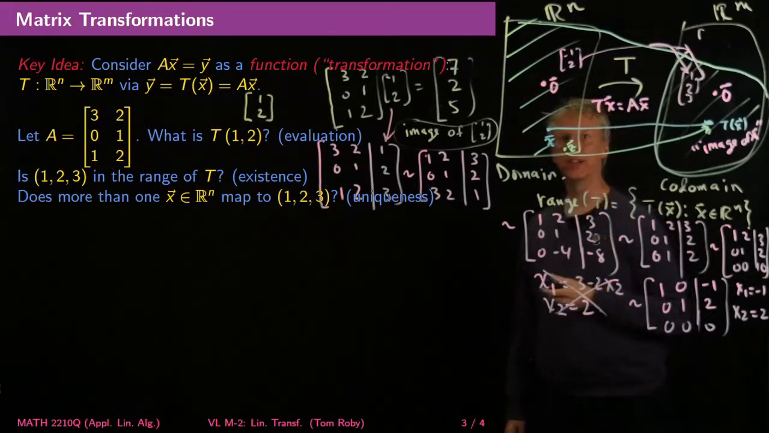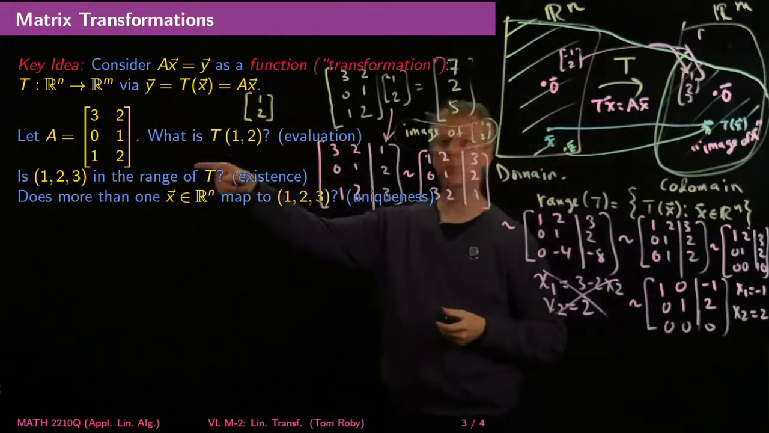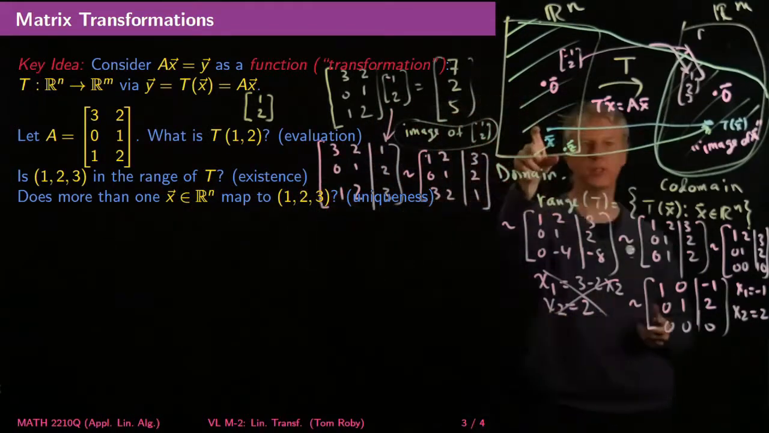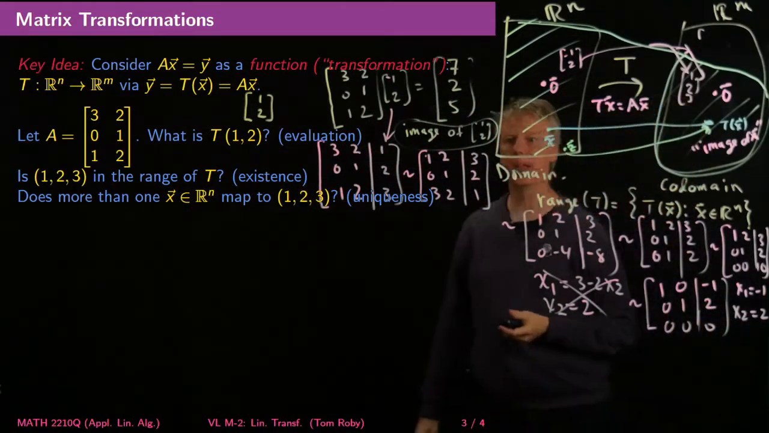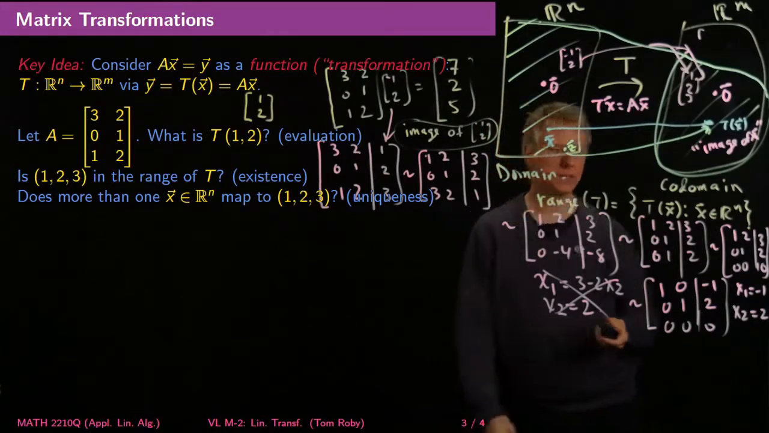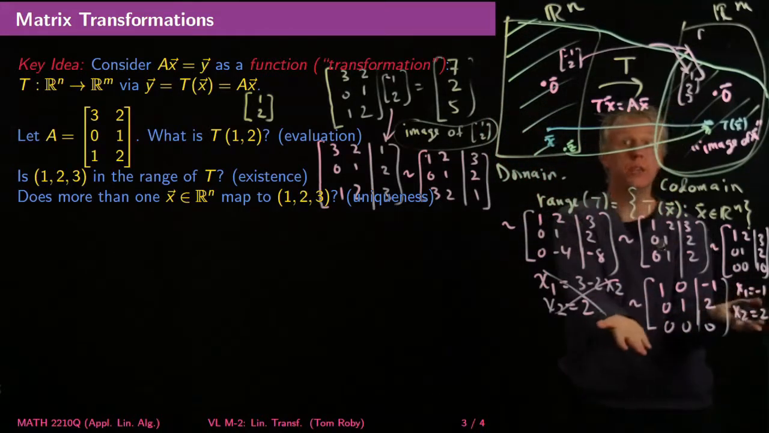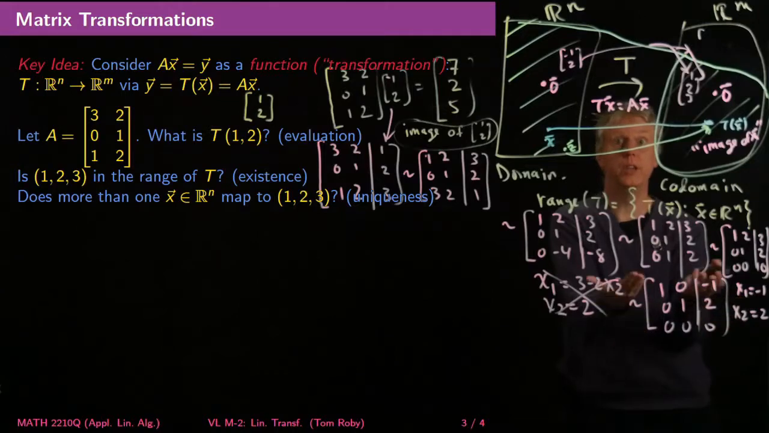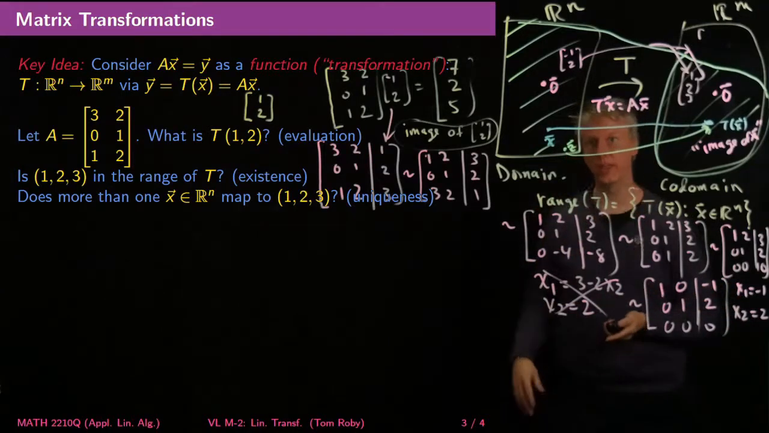And the last question I'd like to ask is there more than one x that maps to 1, 2, 3? Remember this question of whether x and z both go to the same thing. Okay, and so the answer to that is, well, when we computed that there was a unique solution, we know that it's unique, and so there isn't more than one thing.